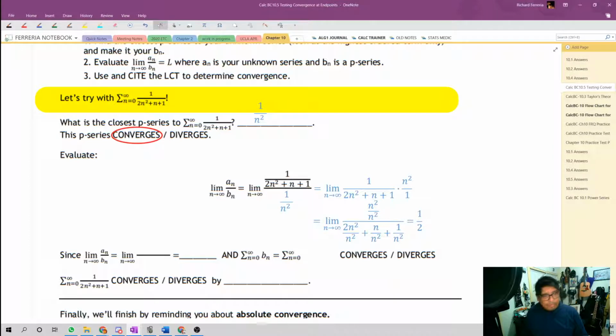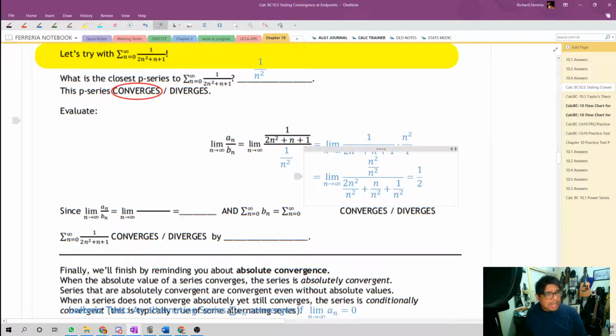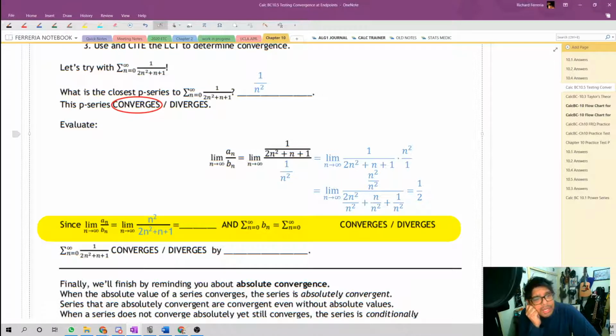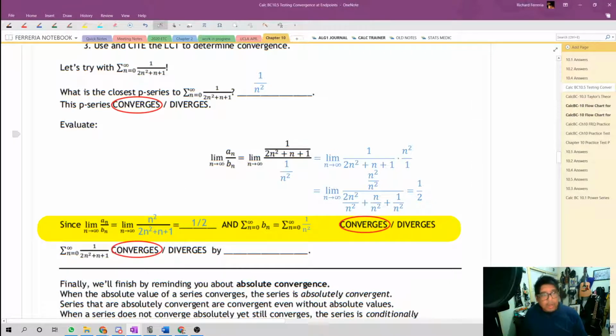So, down to our conclusion, since the limit as n approaches infinity of a over b is the same thing as, and let's go ahead and simplify that, the limit of n squared over 2n squared plus n plus 1, and we found that limit to be 1/2. And also, we compared it to b, and b was 1 over n squared, which is a converging p-series. Well, that means that the series that we started off with also converges by the limit comparison test.